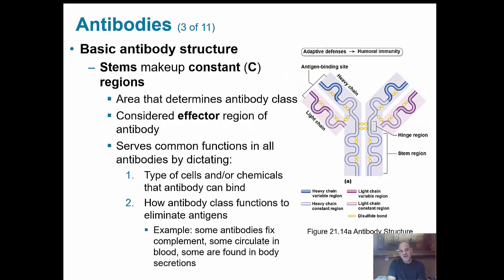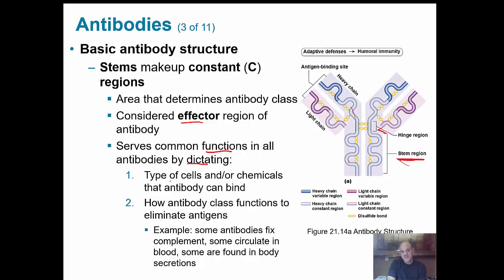Continuing with the structure of antibodies, the antibody is going to have a stem, which is a constant region, and that stem is right over here. This area is considered the effector region of the antibody, and this stem is involved in dictating the functions of these antibodies. So there's a common sort of function depending on the type of stem that you have there.